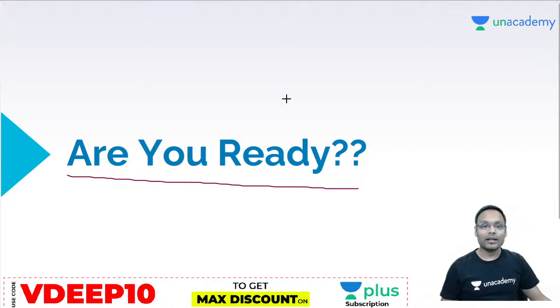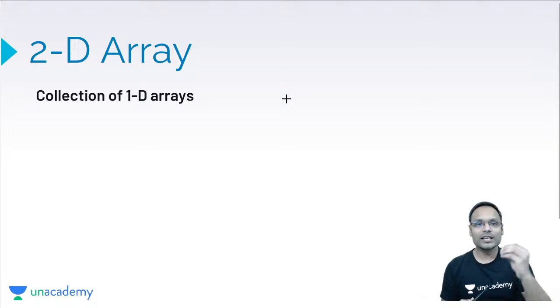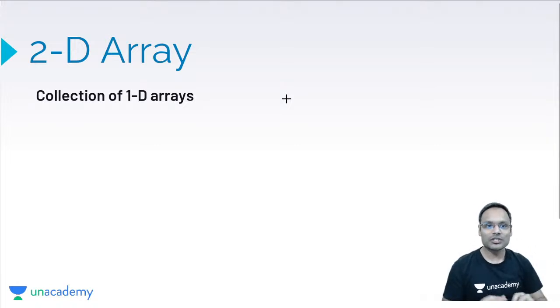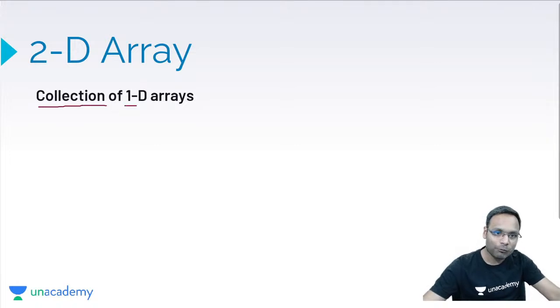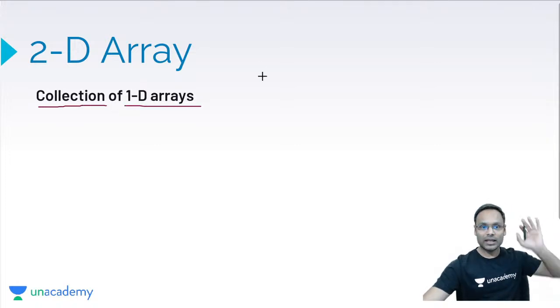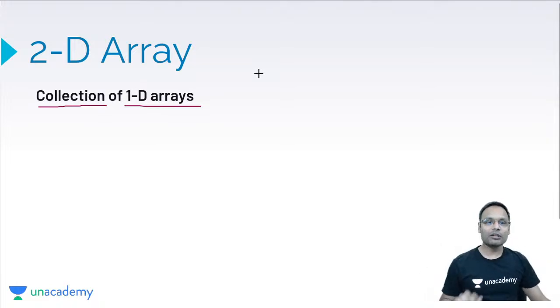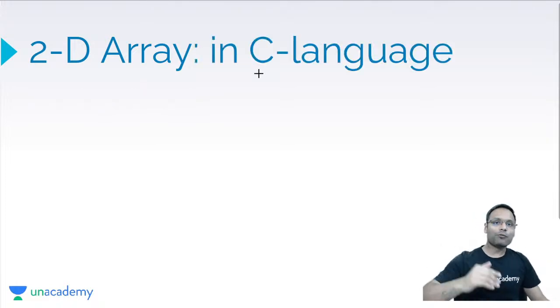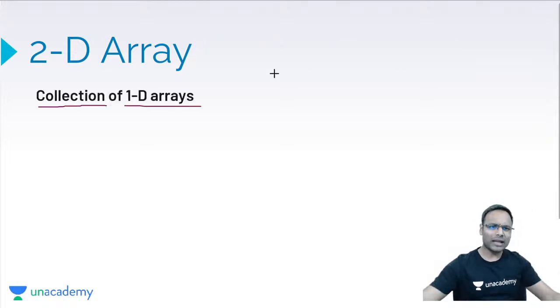Okay, fine. So here it is. Today we are going to discuss 2D arrays. What is a two-dimensional array? A two-dimensional array is nothing but a collection of 1D arrays. Now, in that particular collection, what can we have? For that, let's try to understand how a 2D array is declared in C language. But before that, let me explain this collection of 1D arrays.